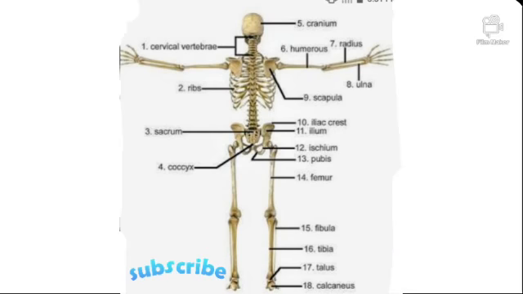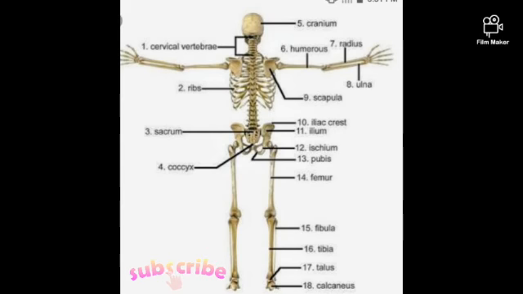Now protection. The bones protect the soft organs of our body. The brain is protected by the skull, meaning head. The heart and lungs are protected by the thin long bones in our chest known as the rib cage.